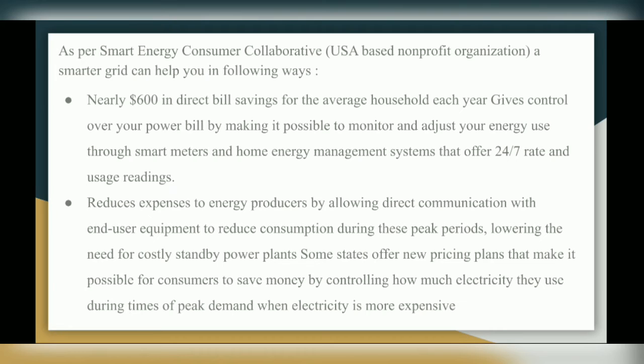Second, it reduces expenses to energy producers by allowing direct communication with end user equipment to reduce consumption during peak periods, lowering the need for costly standby power plants. Some states offer new pricing plans that make it possible for consumers to save money by controlling how much electricity they use during times of peak demand when electricity is more expensive. So you can control your power consumption by using this smart energy meter.